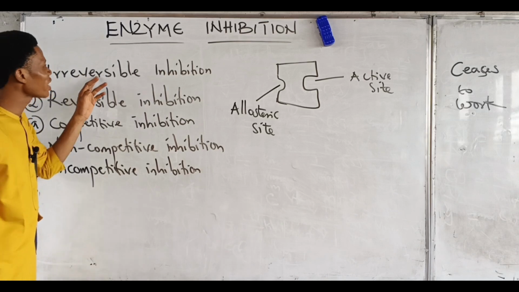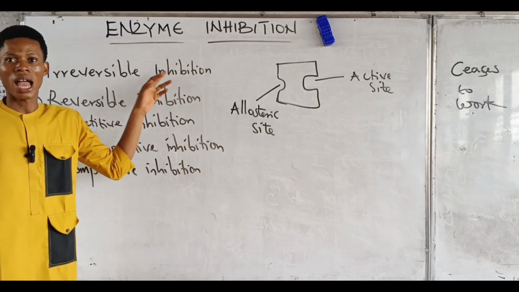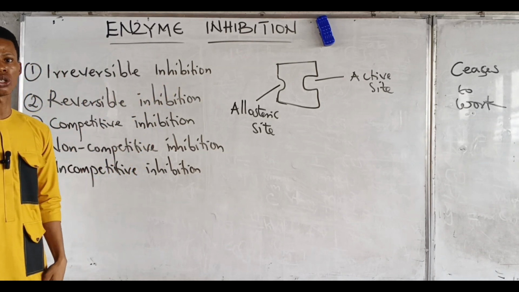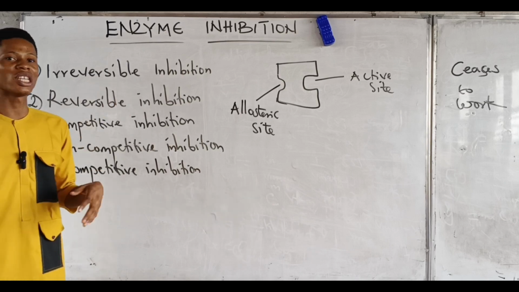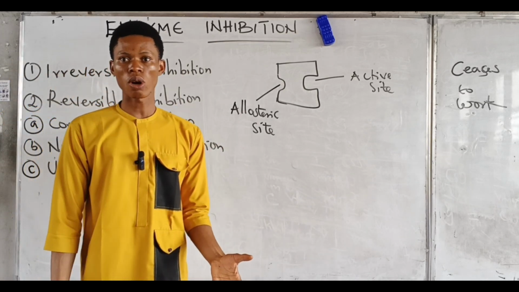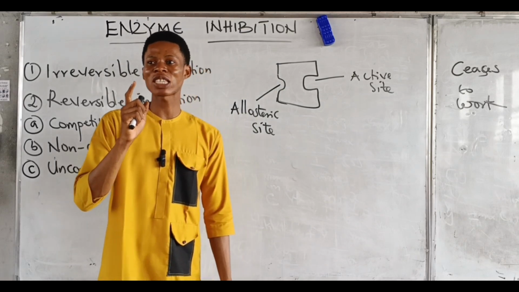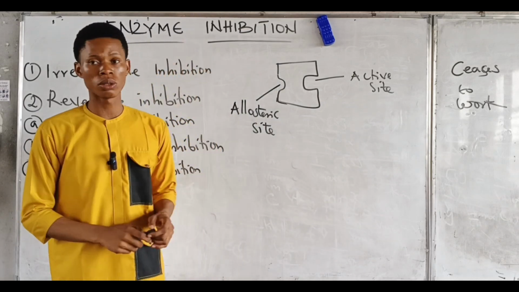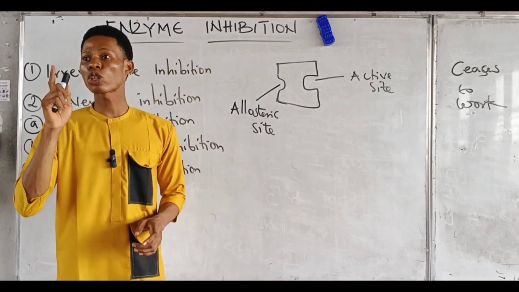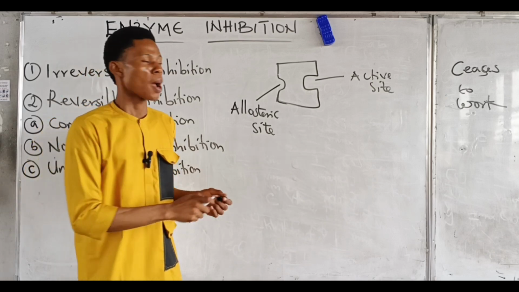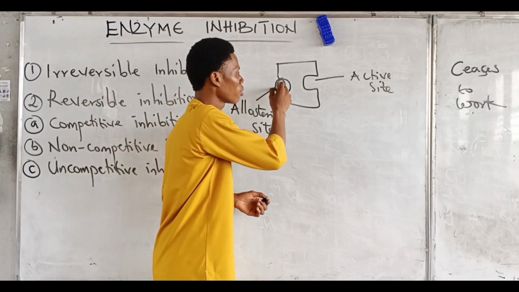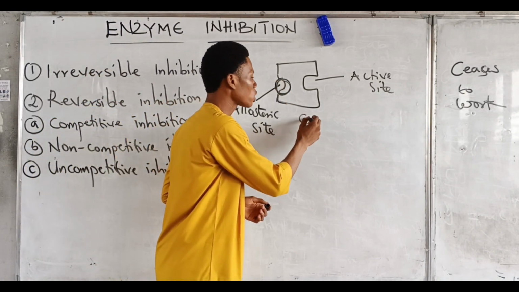Now, we have two types of enzyme inhibition. We have the irreversible inhibition and the what? Reversible inhibition. When we say something is irreversible, what does it mean? You cannot go back, right? Now, in irreversible inhibition, irreversible inhibitors bind to this enzyme with a covalent bond.